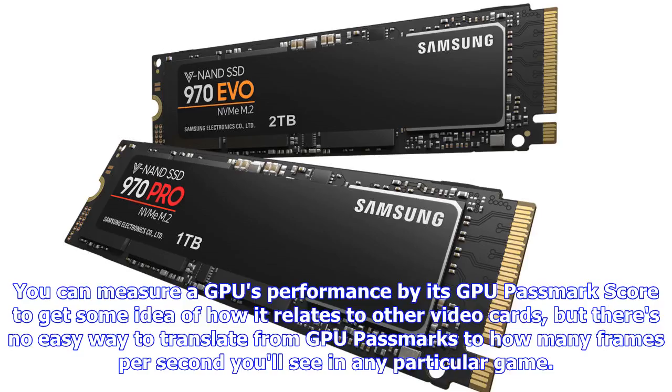You can measure a GPU's performance by its GPU benchmark score to get some idea of how it relates to other video cards, but there's no easy way to translate from GPU benchmarks to how many frames per second you'll see in any particular game.